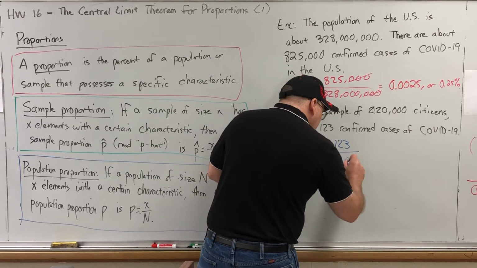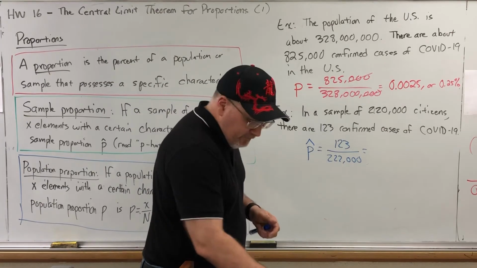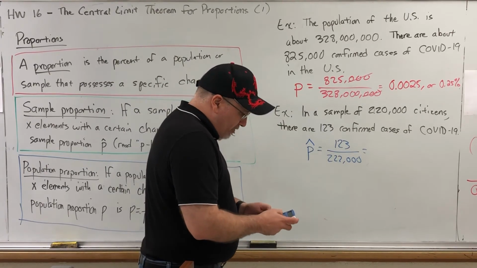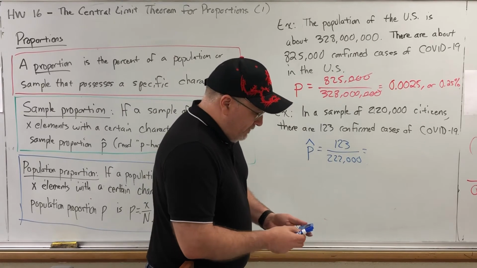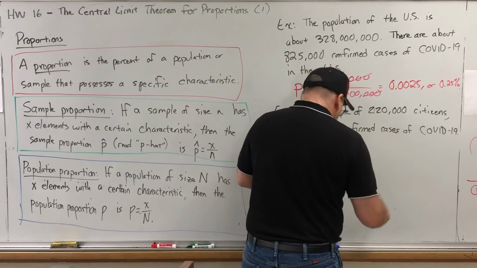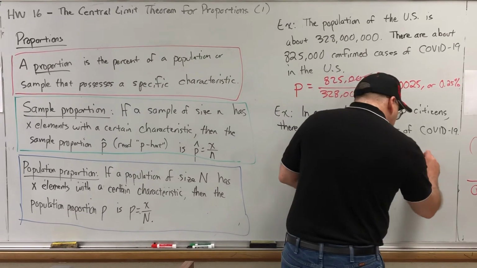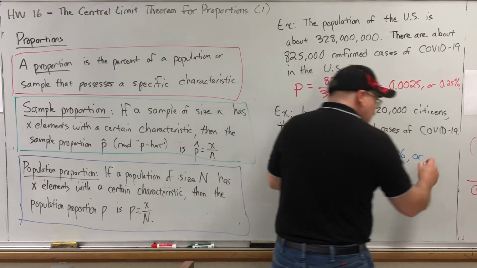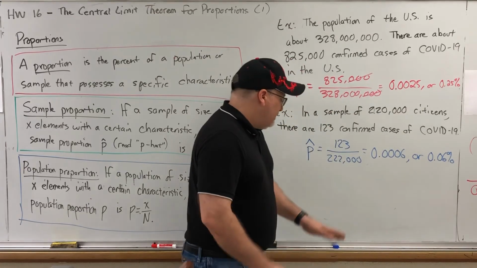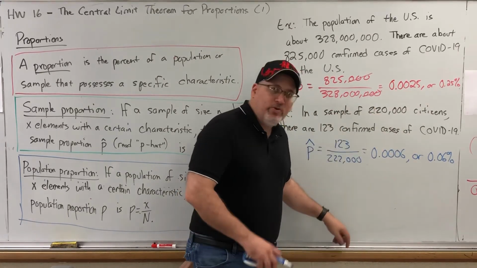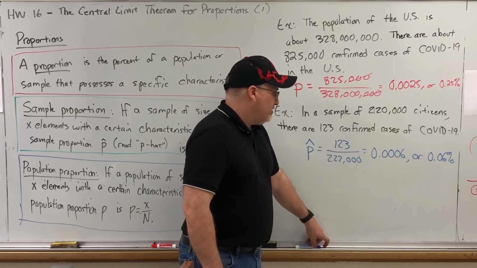So 123 out of 222,000. 123 divided by 222,000 is, to 4 decimal places, 0.0006, or if we move the decimal 2 places to the right, 0.06%. So as you can tell, Smith County is way below the national average when it comes to percent of its citizenry that has a confirmed case of COVID-19.